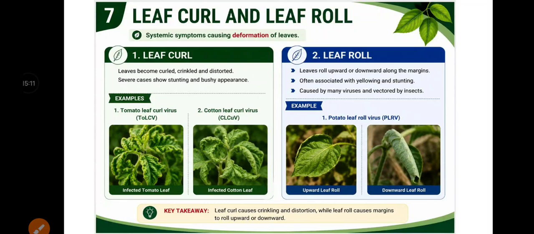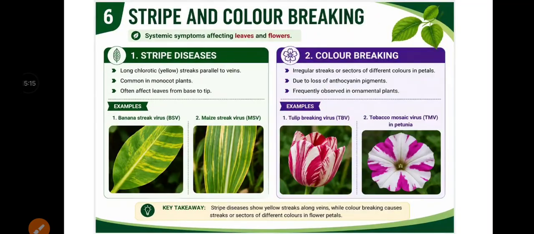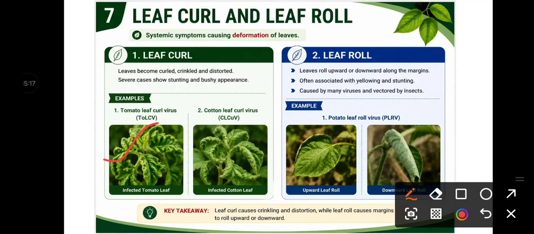Okay, so this is about the leaf curl. This is the symptom. You can see cupping, cup-like formation, and crinkling of the leaf. Examples of viruses producing leaf curl are tomato leaf curl virus and cotton leaf curl virus. Then leaf rolling. Leaf curling is abnormal curling, crinkling or distortion of the leaf.